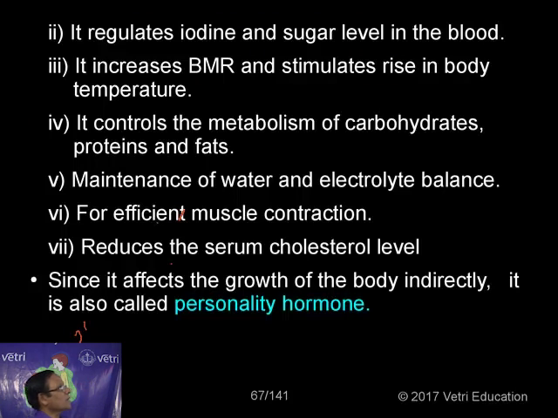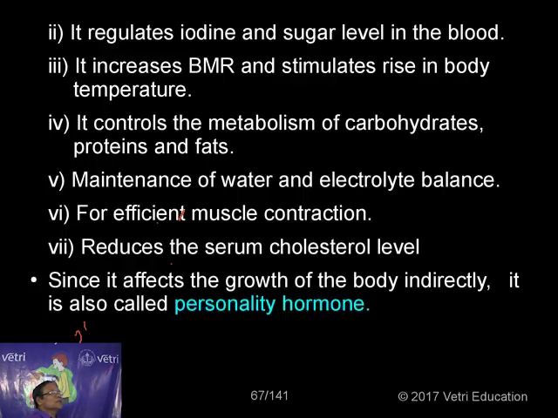Now it regulates iodine and sugar level in the blood. Because it's an iodinated hormone, it regulates the sugar level and iodine. Along with, for example, glucagon, it's also responsible for increasing the sugar level. All the other hormones excepting insulin are hyperglycemic hormones. Insulin is the only hormone that decreases the blood sugar level. All other hormones work against insulin. That's why we develop the problem called diabetes mellitus.